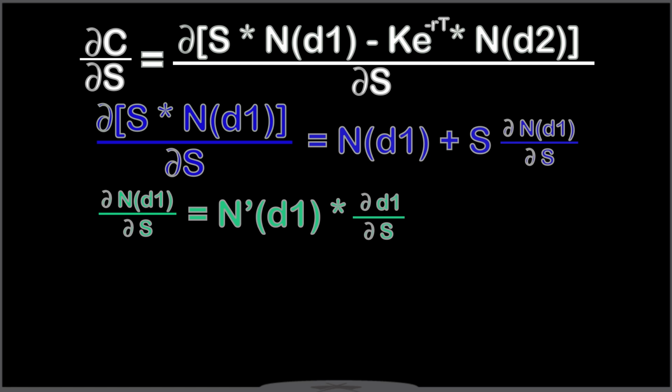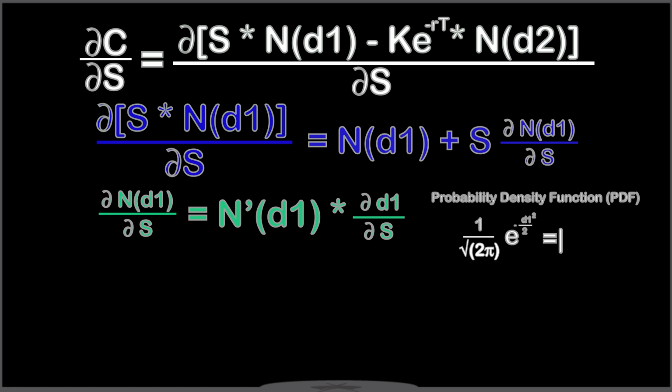For those wondering, the N'(d1) value is simply the probability density function, which is given by the following. For simplicity's sake, we're just going to be referring to this value as N'(d1). But if you wanted to calculate the formula for yourself, this is the function you would substitute in.